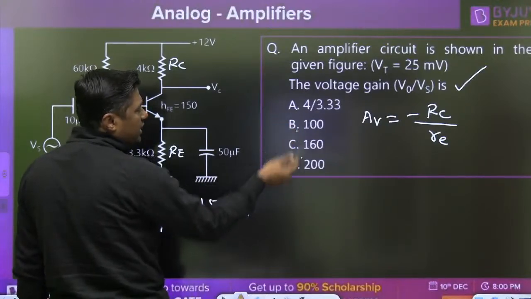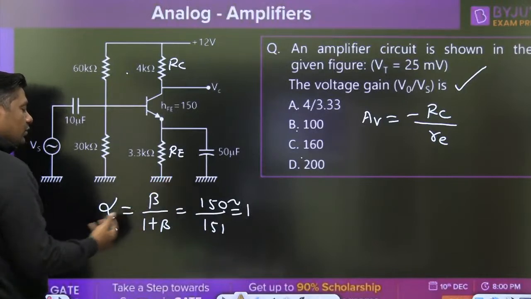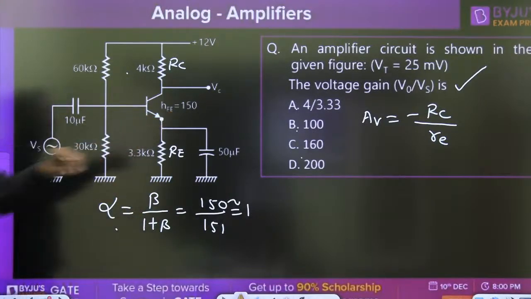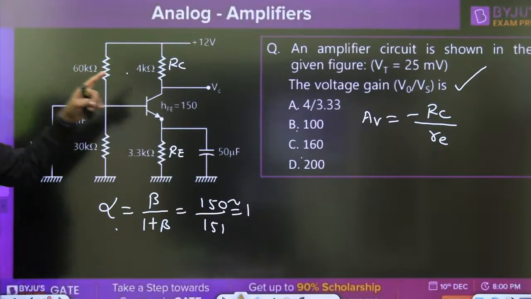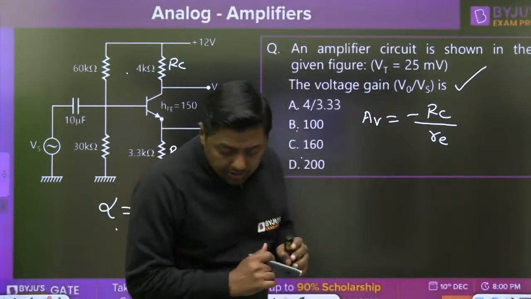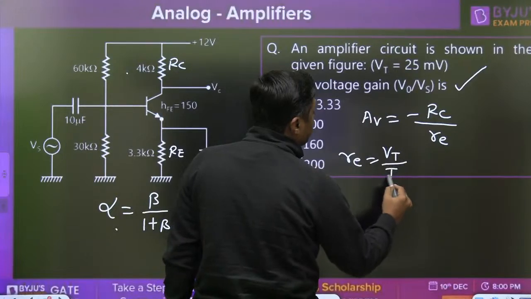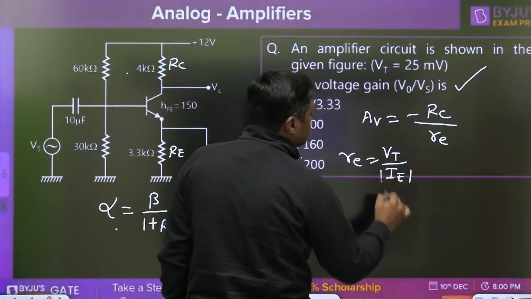And always watch the answer options. The difference is very, very high, so there is no need to consider the exact value. You can take alpha equal to 1 because beta is very, very large. Now, the voltage gain is minus RC by small re. Find the small re. What is the small re? It is VT by I.